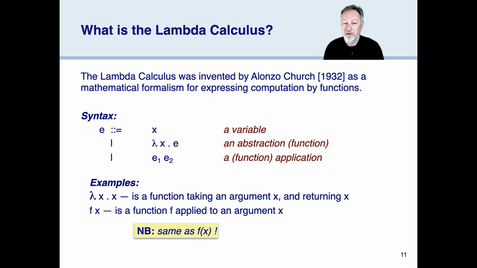f of x is a function being applied to an argument. So here we see the syntactic forms. Lambda x dot x is an abstraction, and f applied to x is a function being applied to its argument. This is the same as writing f open parenthesis x close parenthesis, but we leave the parentheses off, just like we do in Haskell.